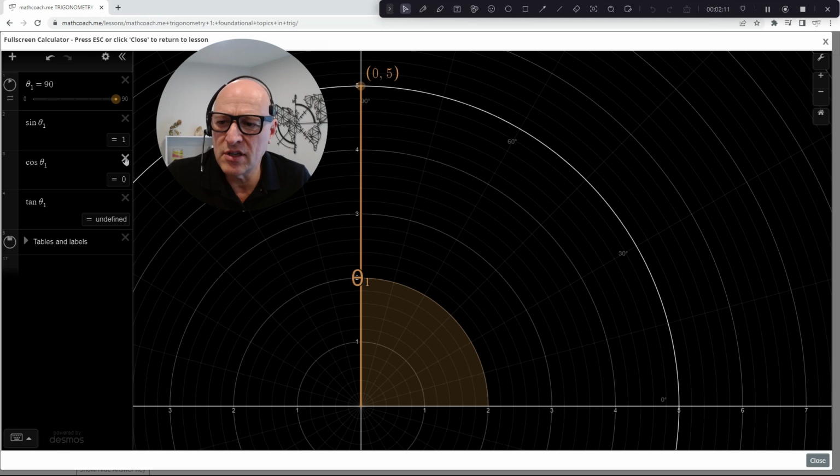Sine of 90 degrees is 1. Cos of 90 degrees is 0. And the tan of 90 degrees is undefined. Why is that? So it allows you to engage and interact with these calculators and really learn the concepts. So let's get started. Let's take a look at SOHCAHTOA and the trig ratios.